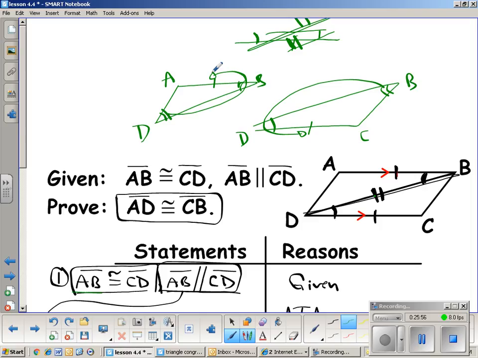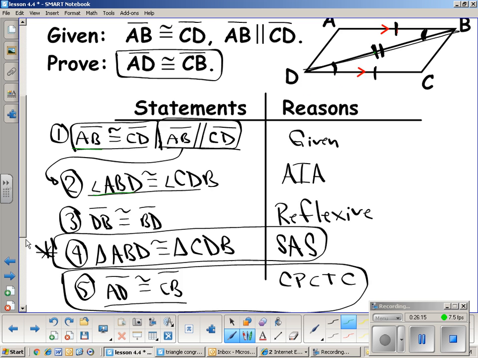We just look at, after we write all our statements of fact, the order in which the information is in my pictures, and then I choose, it's either side, angle, side, angle, side, angle, or in a couple days we'll learn about HL. Okay? All right. Good question. Any other questions on this proof?